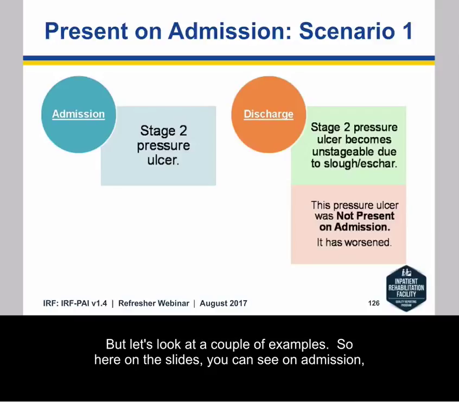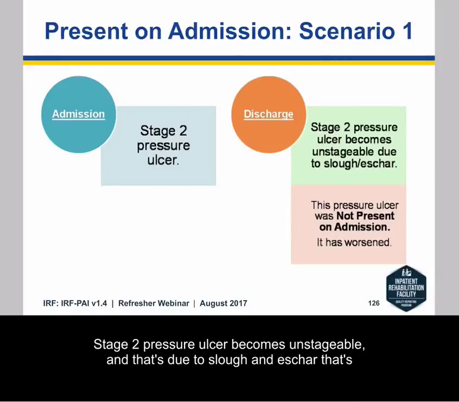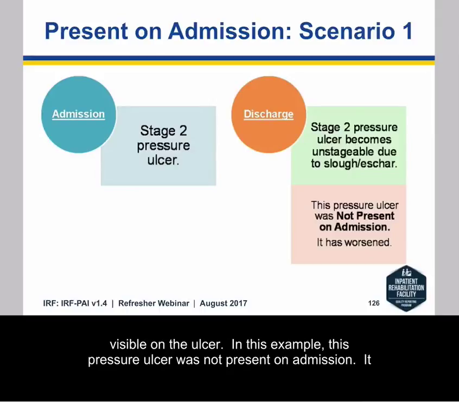So here in this slide, you can see on admission, you admit a patient with a stage 2 pressure ulcer. At the time of discharge, however, that stage 2 pressure ulcer becomes unstageable, and that's due to slough and eschar that is visible in the ulcer. In this example, this pressure ulcer was not present on admission. It has worsened.